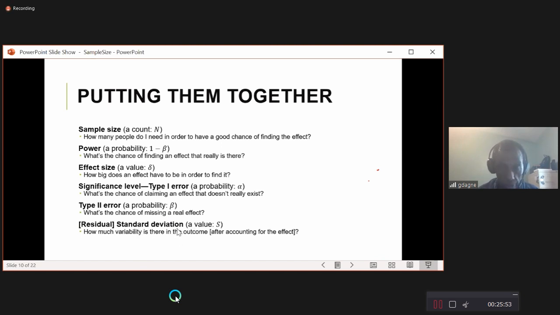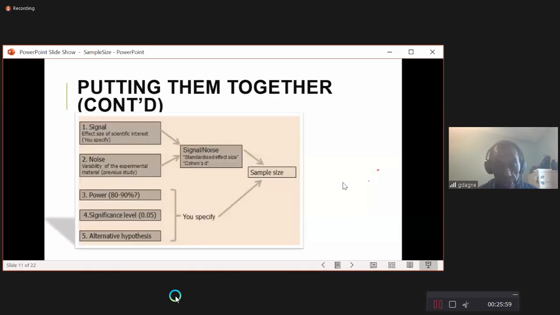Residuals, so the variability is important to do that. Let me put these things together here. Let's see what I mean. The first one is called signal. Those of you who have a physics background probably know. So that's a signal. That's what we are trying to find out.